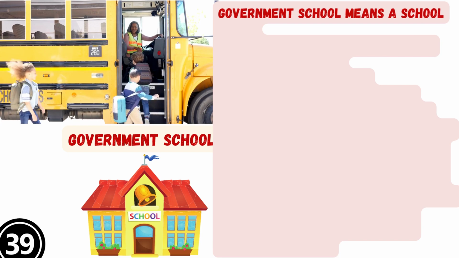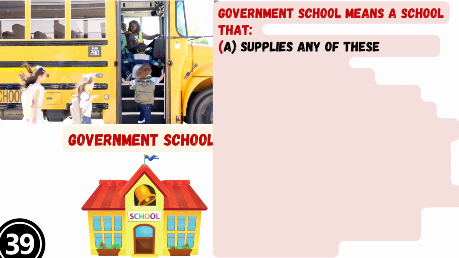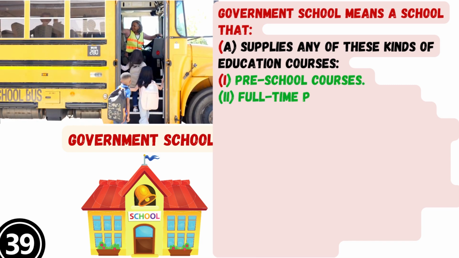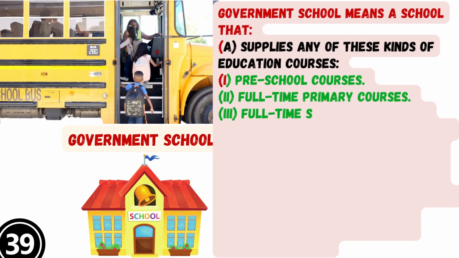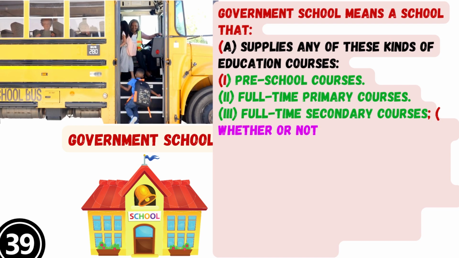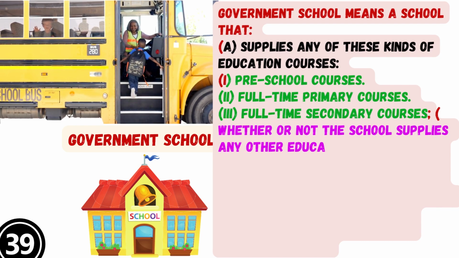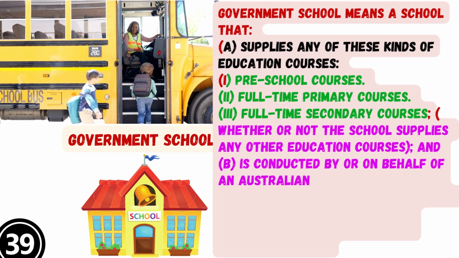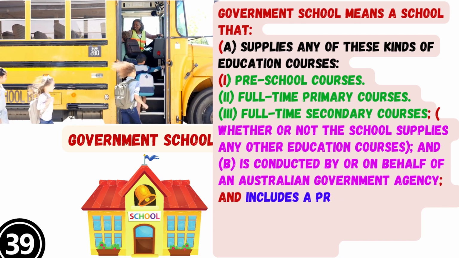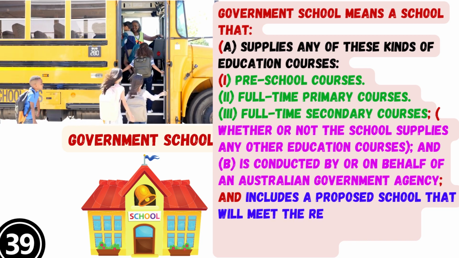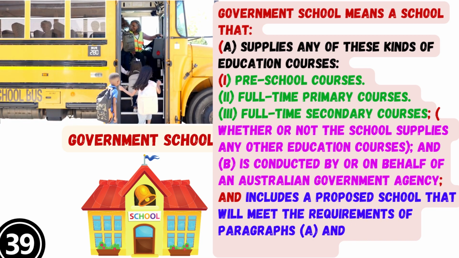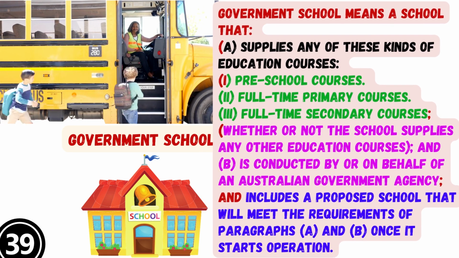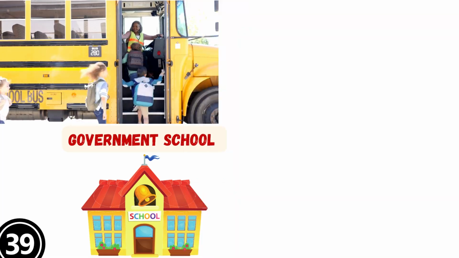Word 36. Government school means a school that A. Supplies any of these kinds of education courses. 1. Preschool courses. 2. Full-time primary courses. 3. Full-time secondary courses, whether or not the school supplies any other education courses, and B. Is conducted by or on behalf of an Australian government agency, and includes a proposed school that will meet the requirements of paragraphs A and B once it starts operation.